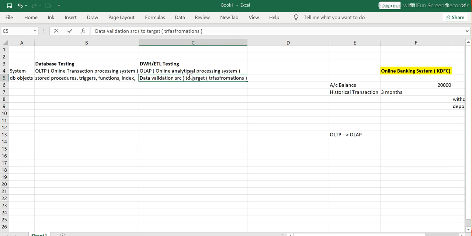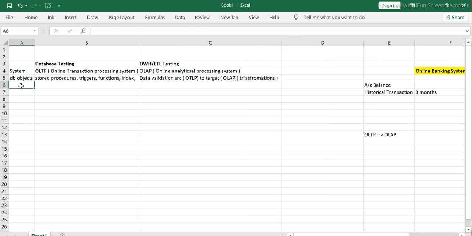OLTP is the bank's daily operational system, and it will be loaded into the target, right? This is OLTP, OLAP, right? OLAP is the data warehouse, guys. And in between there will obviously be transformation involved, right? So this is the kind of testing that we do, the testing type. I'm just taking some examples, not covering everything, guys, okay?